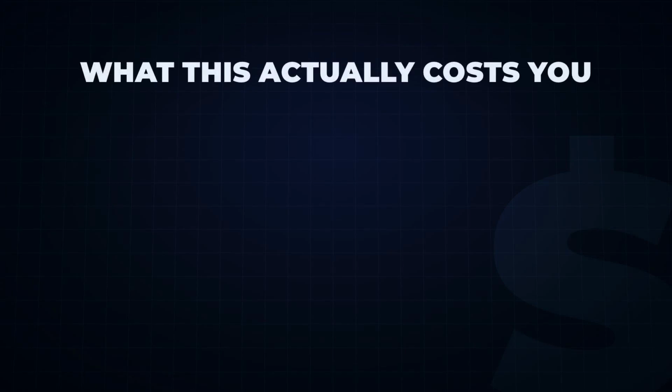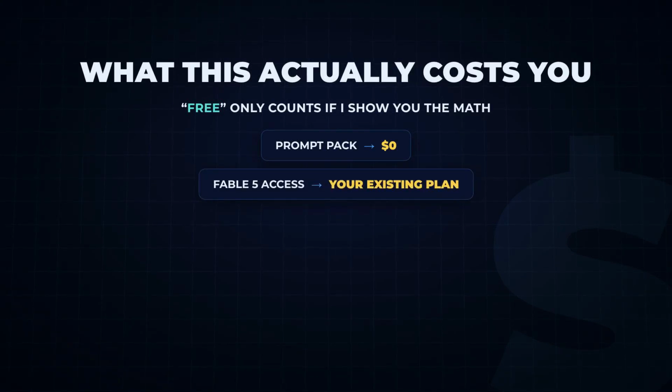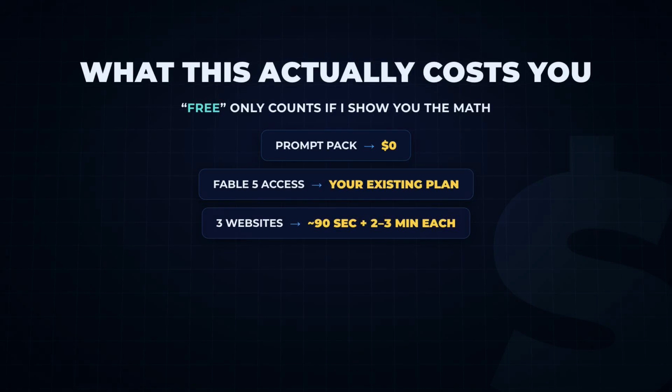Let's talk about what this actually costs you, because free only means something if I show you the real numbers next to it. The prompt pack itself costs nothing. It's a text file. Fable 5 Access is whatever your existing plan already covers. So if you're already paying for it, 3 real websites cost you the 90 seconds each it took to type the brief and the 2 or 3 minutes each it took to generate.